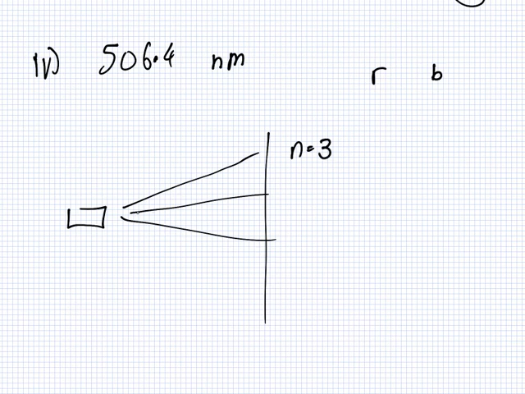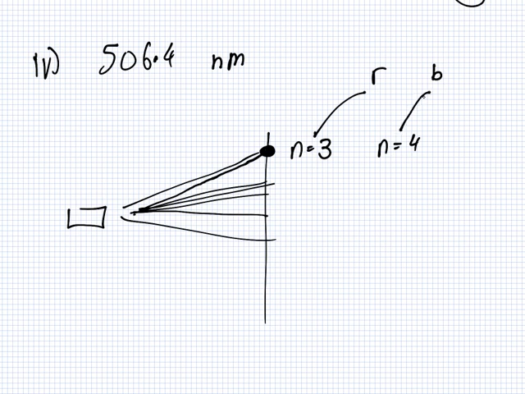And then when you replace it with the blue light, one of the orders of the blue light matches up perfectly with n equals 3. So it's like saying if n equals 3 for the red, that's in the same place as n equals 4 for the blue. But of course the problem is we don't know what it is, so we'll call it x and x plus 1, because we don't know the order. Just one order above.